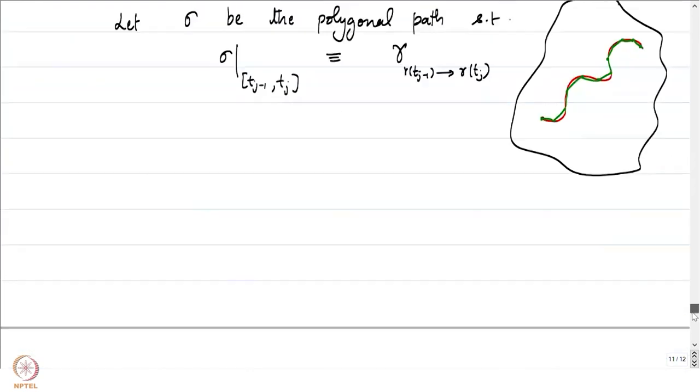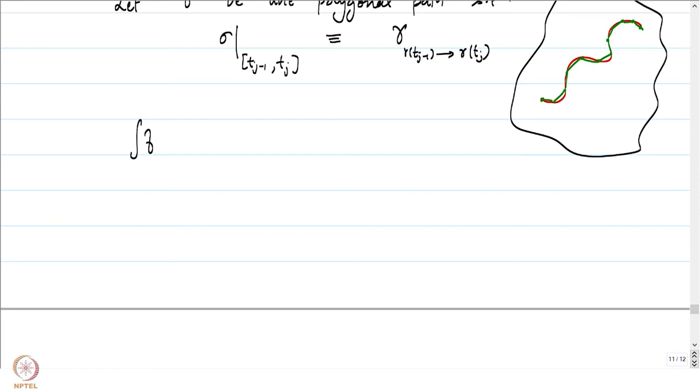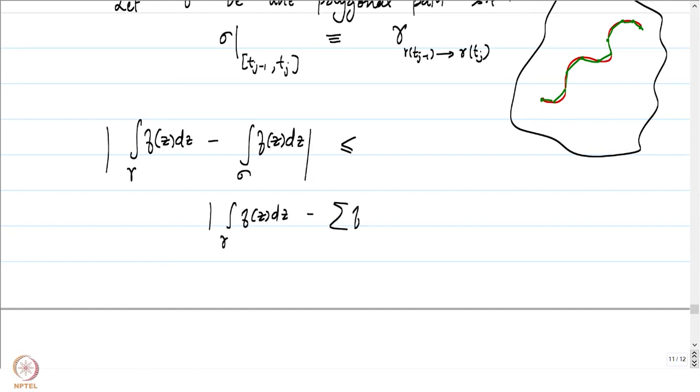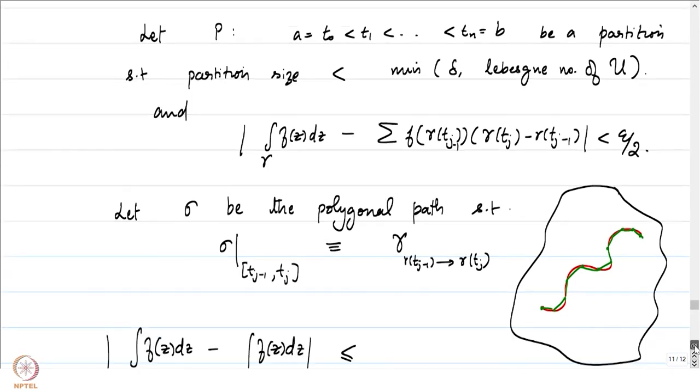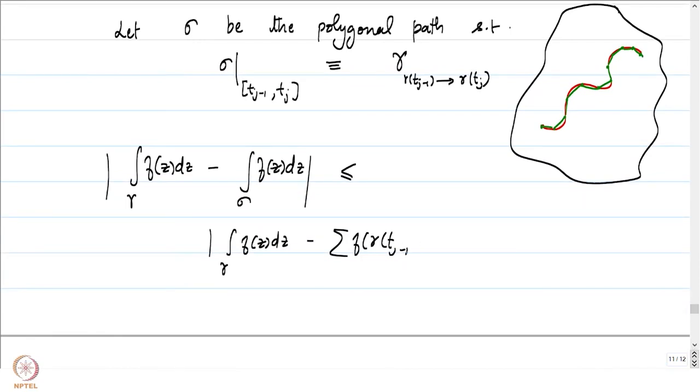My claim is, if we look at the integral of f over gamma minus the integral of f over sigma, the candidate now is sigma. I would like to show that this difference is less than epsilon. So, this is going to be less than or equal to the integral of f over gamma, f of z dz, minus that Riemann sum which we had picked. Notice that in this Riemann sum, I am picking gamma of tj itself. We could have picked any point from tj minus 1 to tj. Maybe I should pick tj minus 1, that might be better. It does not matter, any point should estimate it. So, let me put a tj minus 1 here, and gamma of tj minus gamma of tj minus 1.